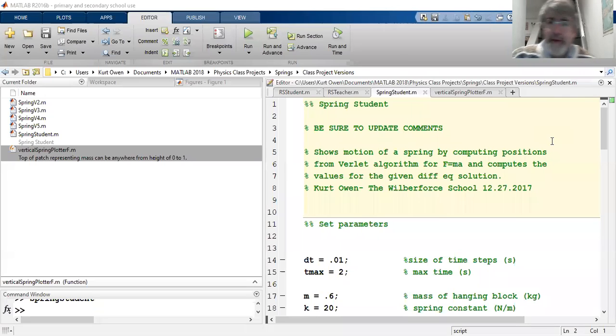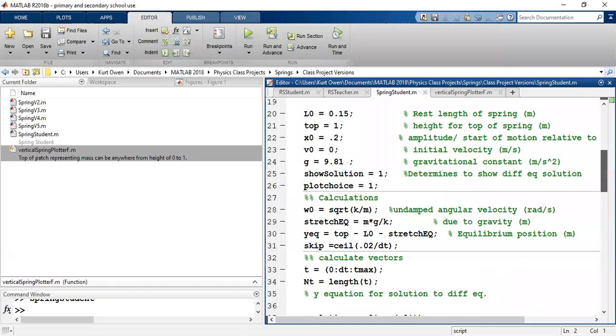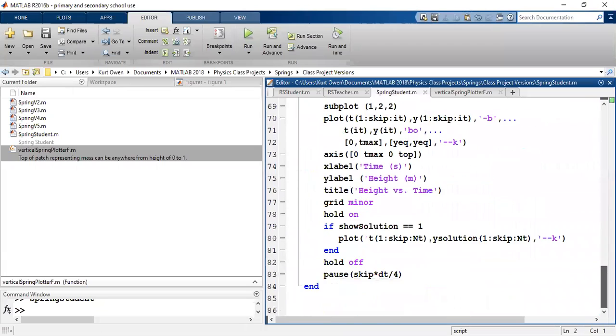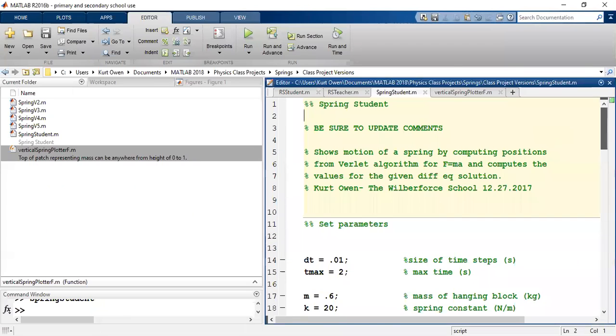Hello. So now we want to look at the code that I've given you for animating a spring. So let me hide my little picture here. And here's the MATLAB code that you should have downloaded from Google Classroom. Hopefully you were able to successfully get it into MATLAB. So it's not a very long piece of code, and so let's talk our way through it.